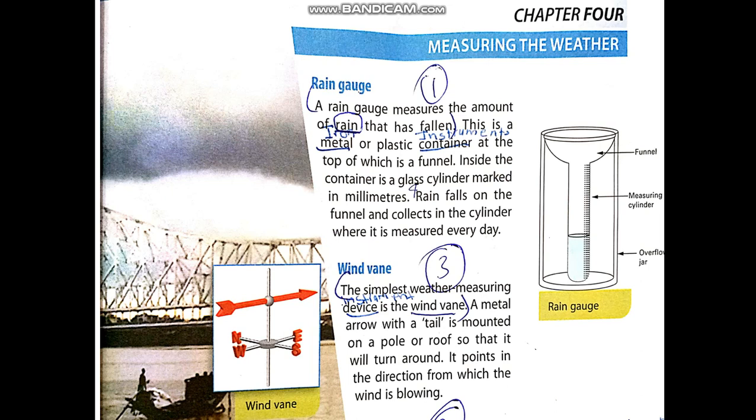Look at the diagram at the side. This is the diagram of a rain gauge. At the top of the rain gauge, there is a funnel. The cup shape is called the funnel. Then comes a tube shape. This is a measuring cylinder, in which these small lines are the measuring lines.